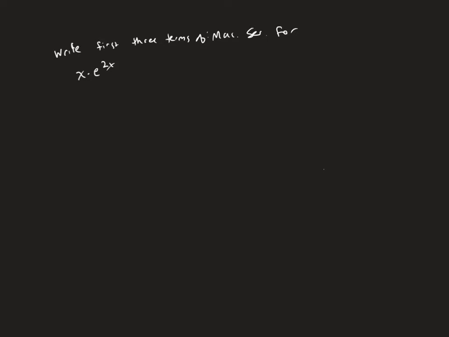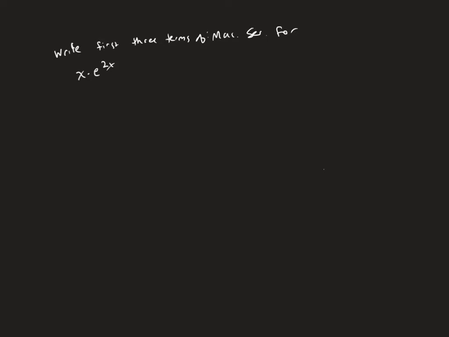Really only going to write the first 3 terms on each of these. We're going to talk about how to modify the actual sigma notation a little bit later, but I want you to make sure you understand how this process goes before we do that. So what I have here is I want to write the first 3 terms of the Maclaurin series for x times e to the 2x.